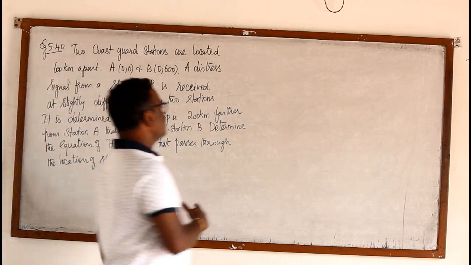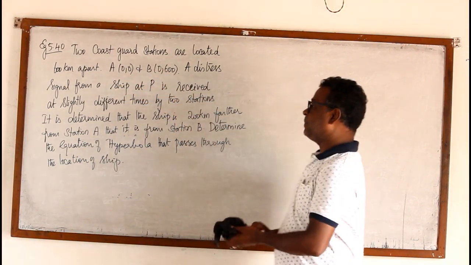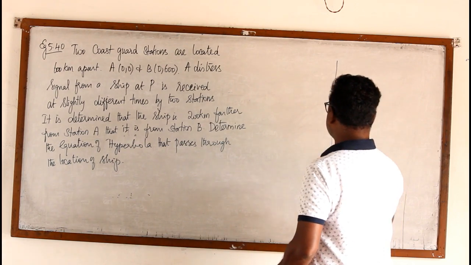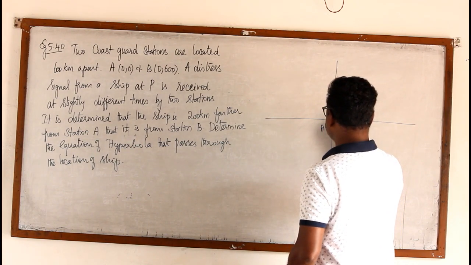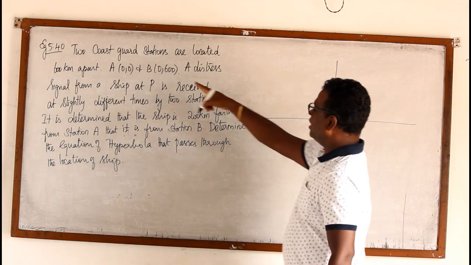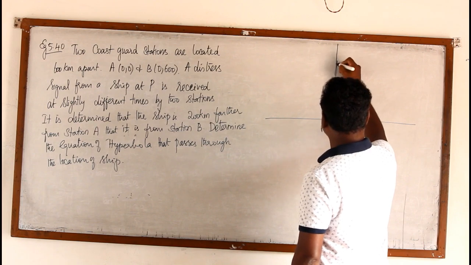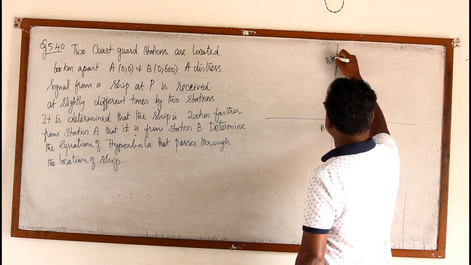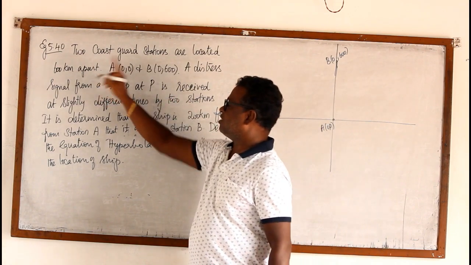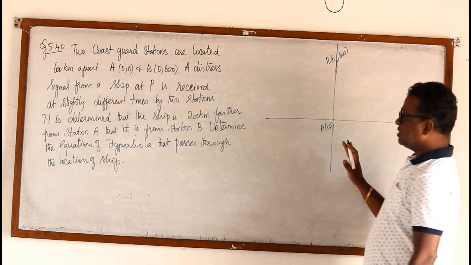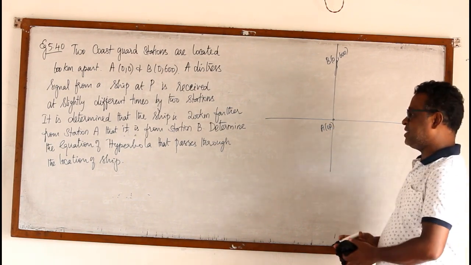So first of all, we shall go for these two stations. These two stations are fixed, isn't it? So one is at (0, 0). If I have a graph, this is A at (0, 0), and B is at (0, 600), which means it is on the y-axis. So the distance between A and B is 600 km. So this is how these two stations are there, and these two points are fixed points.